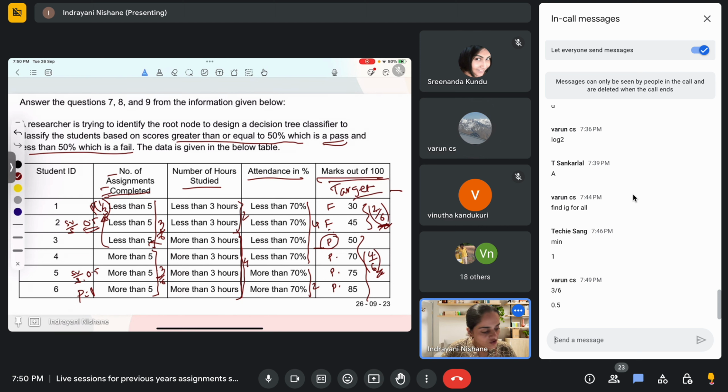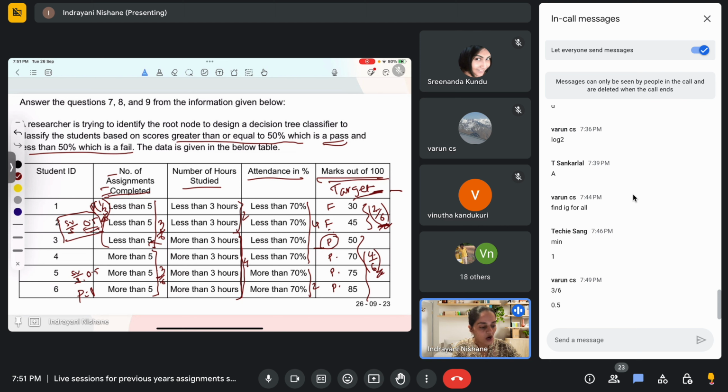3 by 6. So this SV by S is 0.5. Similarly, out of 6, what is the probability of more than 5? Similarly 3 by 6, 0.5. Now for entropy, we have to consider with respect to our target feature. Our target feature is marks out of 100.